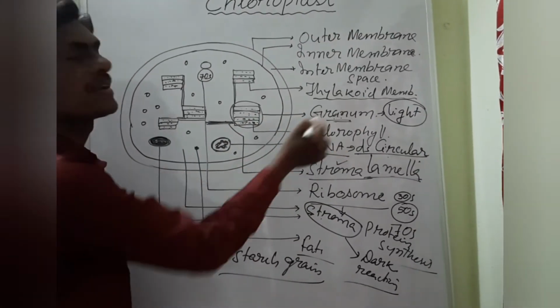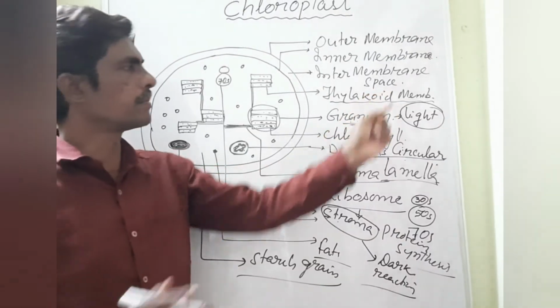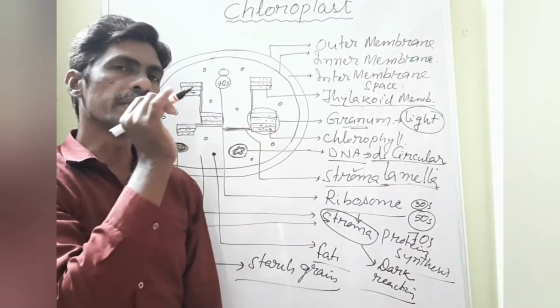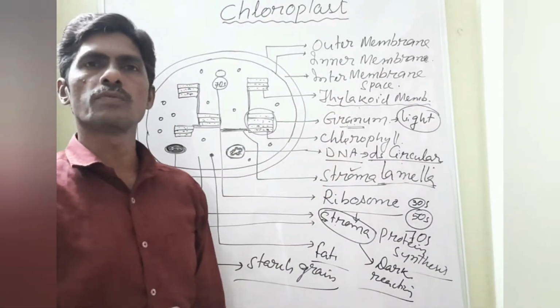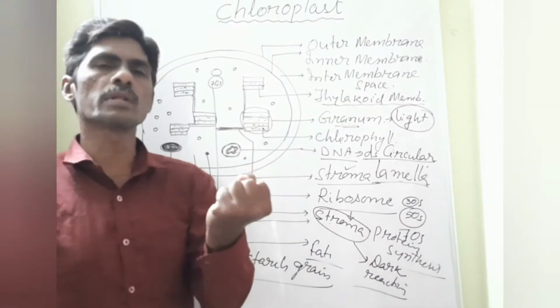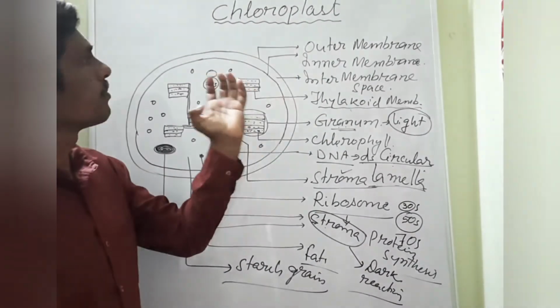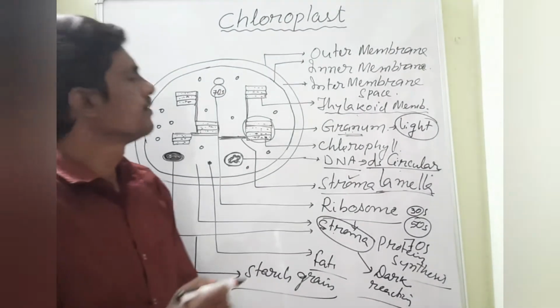So in the granum, the light reaction takes place. It consists of a number of plate-like structures called thylakoid membranes. This thylakoid membrane consists of the green pigment called chlorophyll. Chlorophyll plays an important role in the light reaction. It traps solar energy and converts it into chemical energy. So the main function of the chloroplast is the site of photosynthesis.